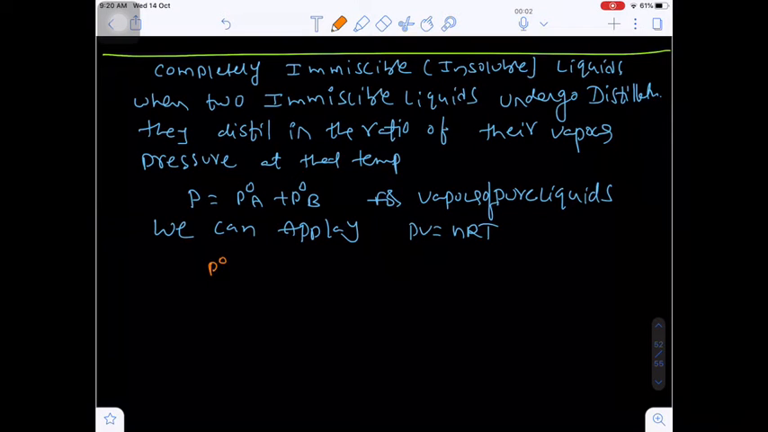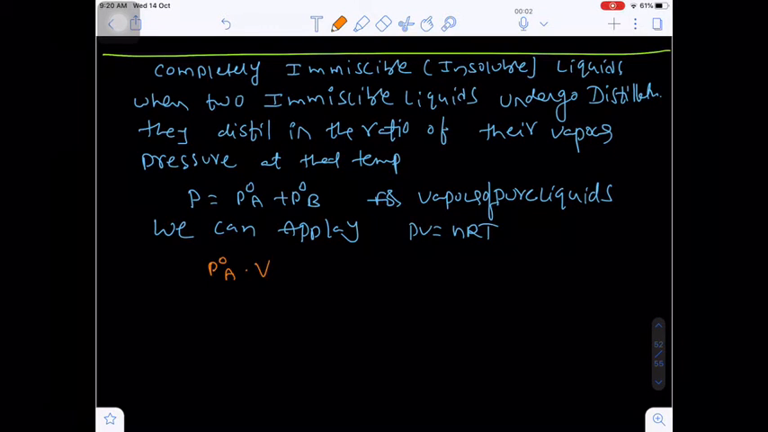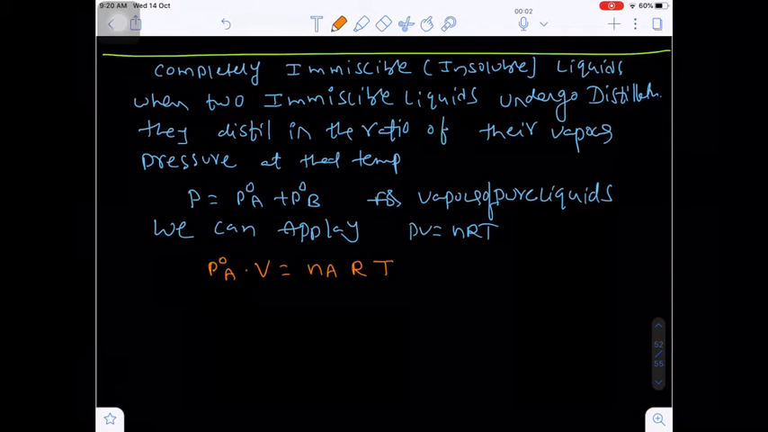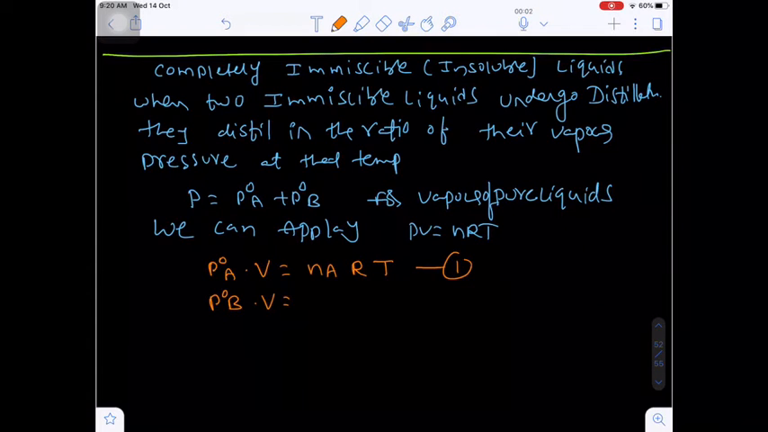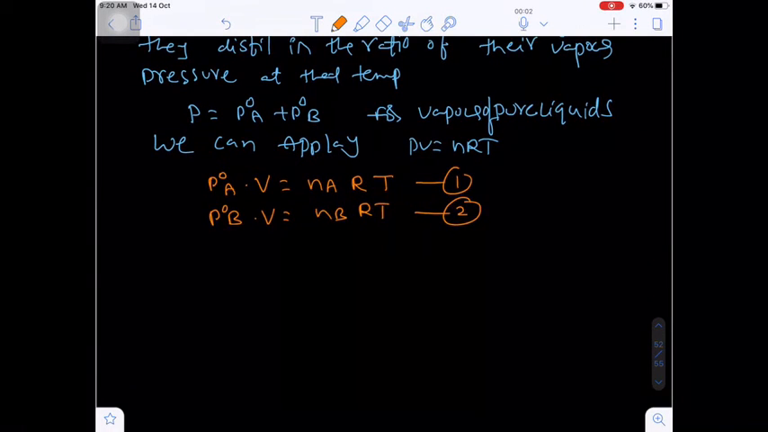Let's suppose the vapor pressure of a liquid A is P naught A, into volume V, which is constant, equal to the number of moles n_A, R is the gas constant, and T is the absolute temperature. And for liquid B, the vapor pressure P naught B into volume V equals the number of moles of liquid B in the vapor phase, n_B, R, T. Are you getting my point?